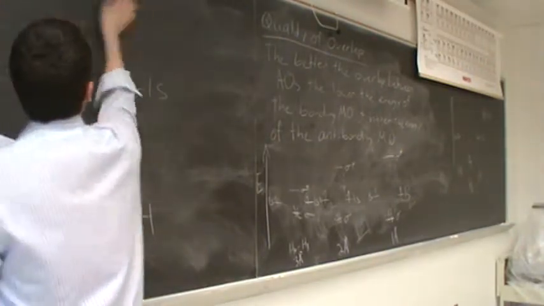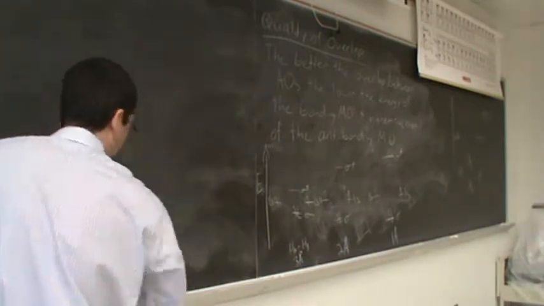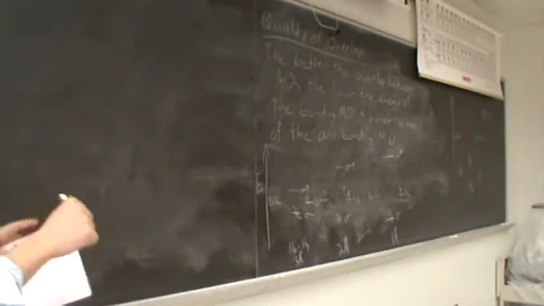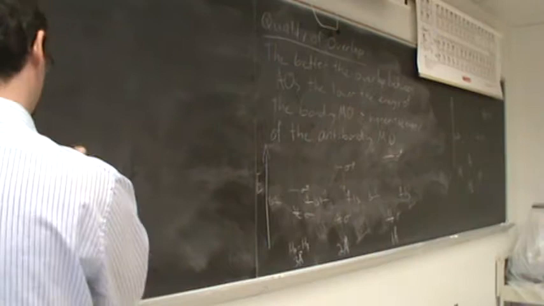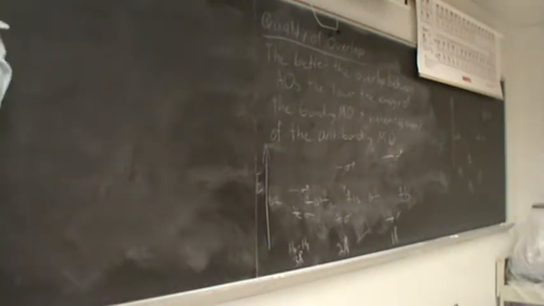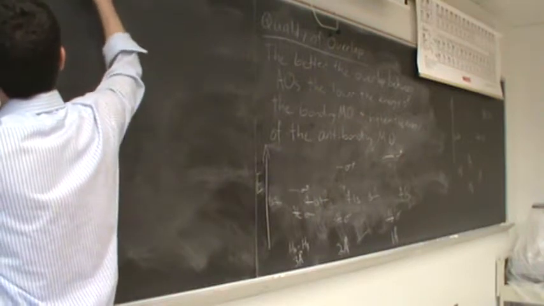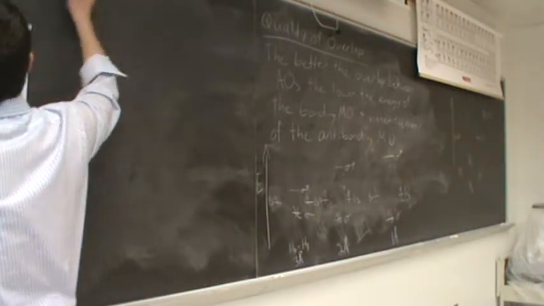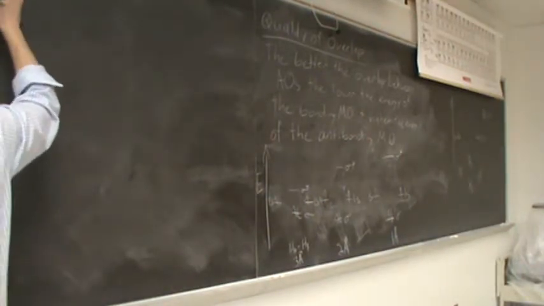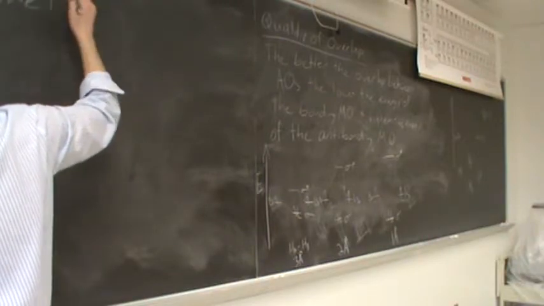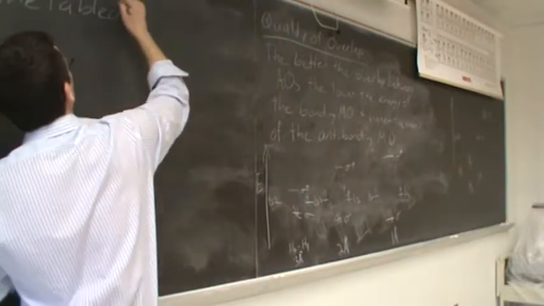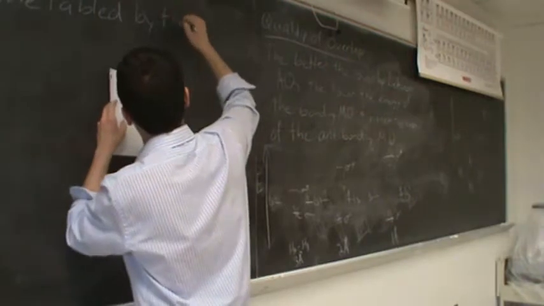So MOs are labeled by their symmetry. We're going to go into more complicated symmetries. We're going to start with simple ones and then move to the harder stuff eventually. So symmetry labels. MOs are labeled by their symmetry.